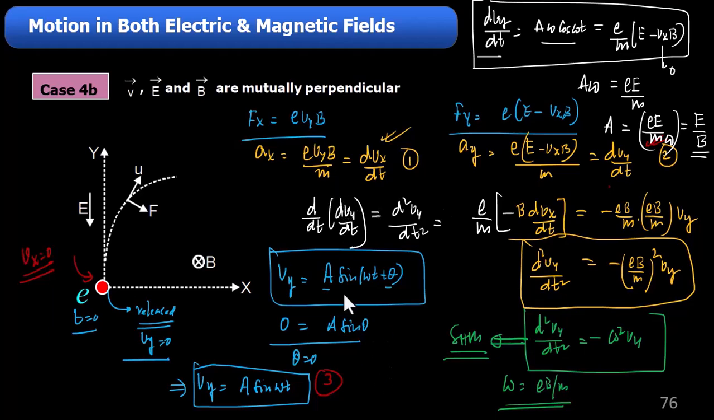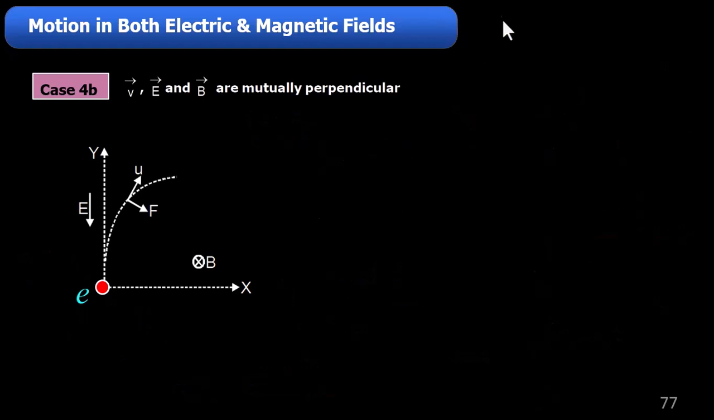Finally, the velocity of the particle along the y direction is written as E by B into sine of omega t. And I also know the value of omega. So this is the variation of the velocity.